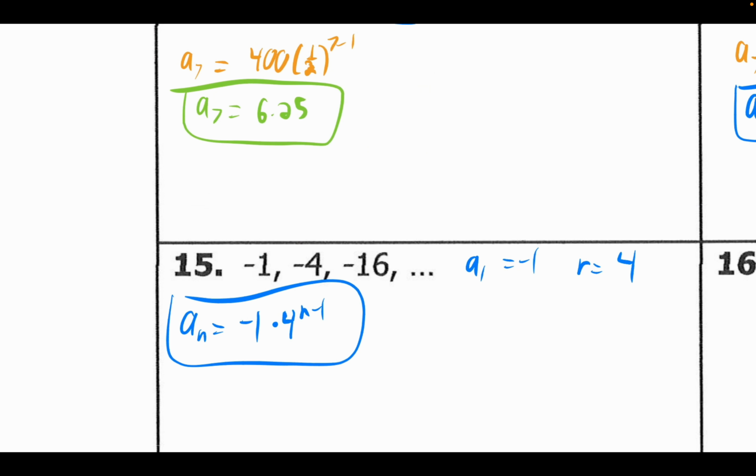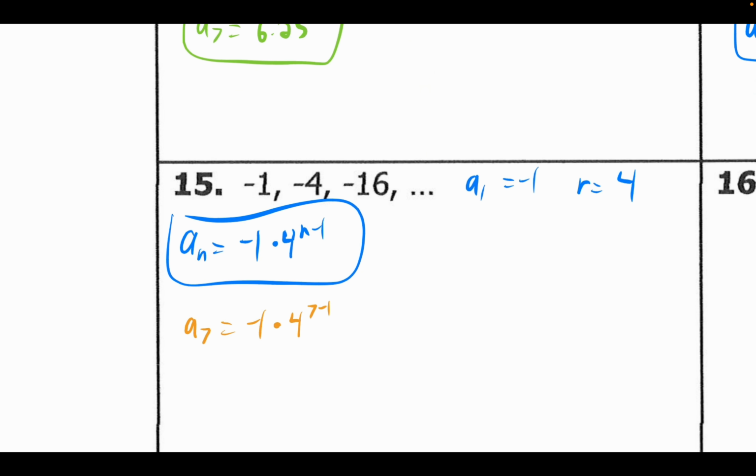So that's our rule. And then to find the seventh term, a sub 7 is -1 times 4 to the power of 7 minus 1. So you take 4 to the 6th power, make it negative by multiplying by -1, and we get -4,096 as our answer.